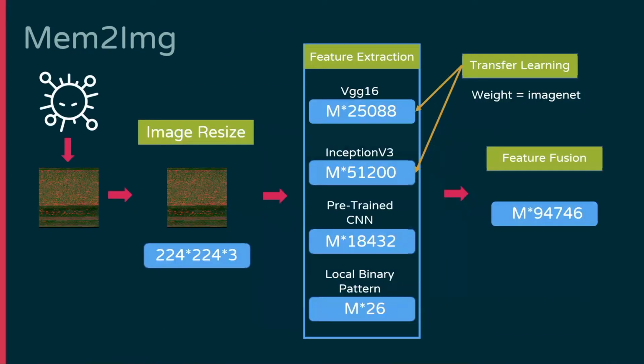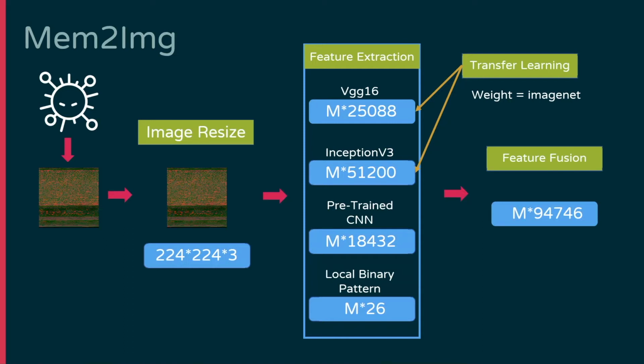Here is the first part of the Mem2Img framework. First, we convert the malware memory binary to an RGB image and resize the image to a fixed size. Why is the size chosen to be 224? Because this size is the input size of VGG16. In the beginning, it was just for convenience, and after the experiment, this size also performed the best.